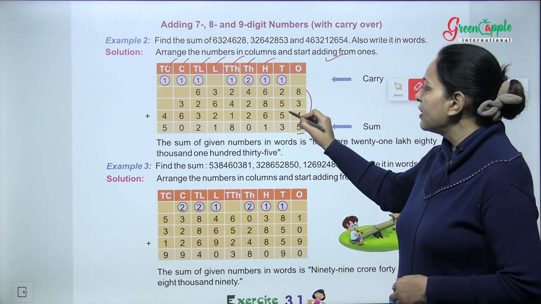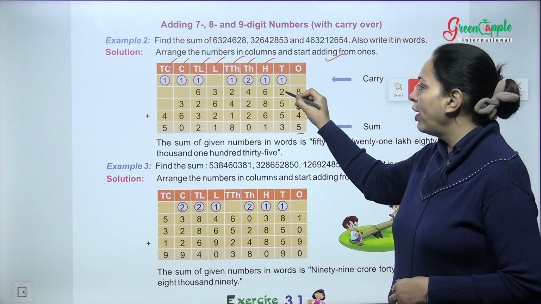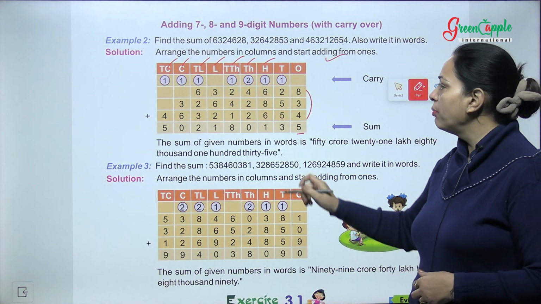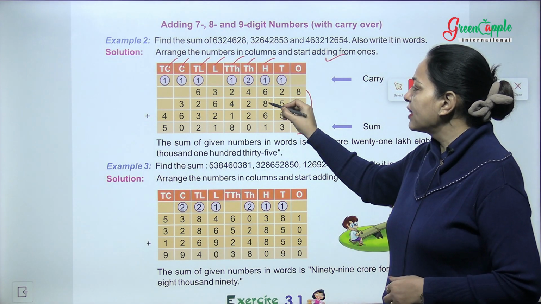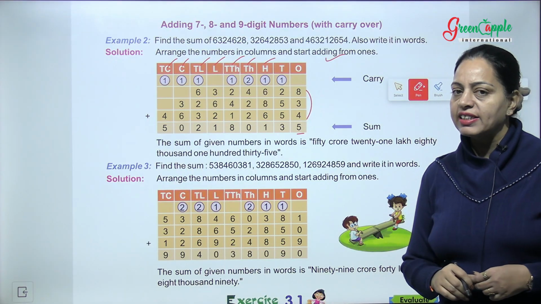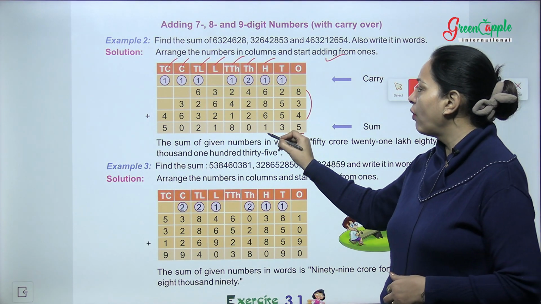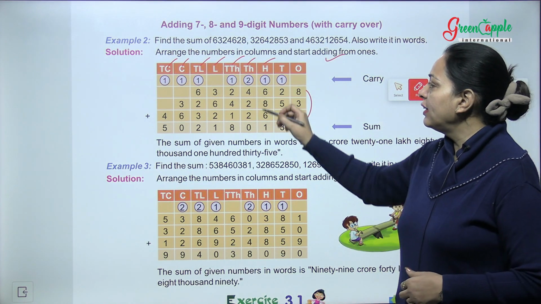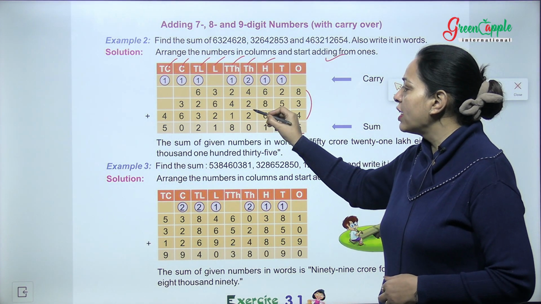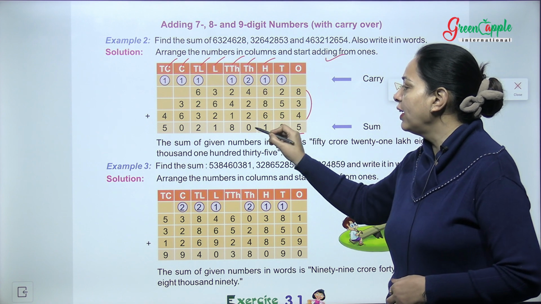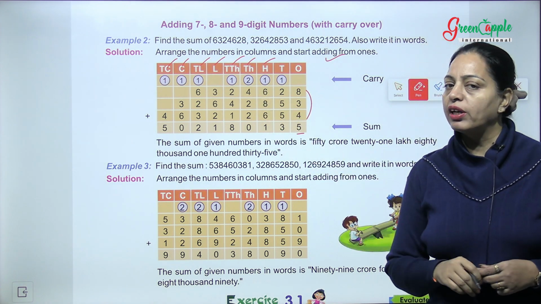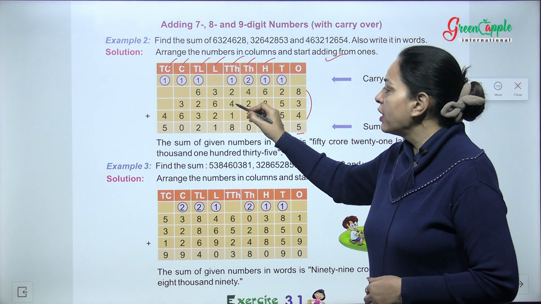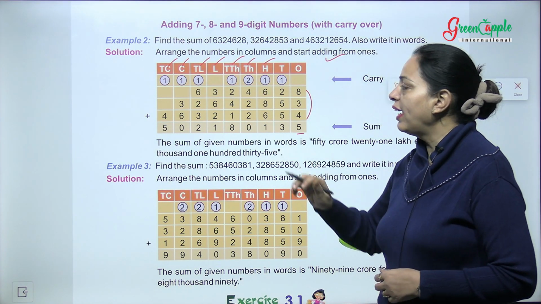Now add the tens digit: 5, 5, 10 and 2, 12 and 1, 13. 3 here, carry 1 to the hundreds column. Now add the hundreds digit: 6, 8 and 6, 14 and 6, 20 and 1, 21. 1 here, carry 2 to the thousands column. Now add the thousands digit: 4 and 2, 6 and 2, 8 and 2, 10. 0 here and carry 1 to the 10,000. Now add the 10,000 digit: 4, 2, 6 and 1, 7 and 1, 8.